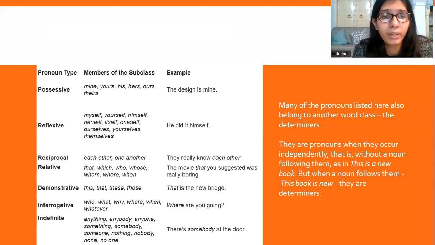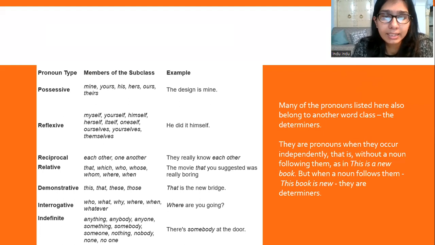Then we have relative pronouns, that, which, who, whose, whom, where, and when. The movie that you suggested was really boring. So that shows relation of the movie. That is, the movie that you suggested was boring, right?